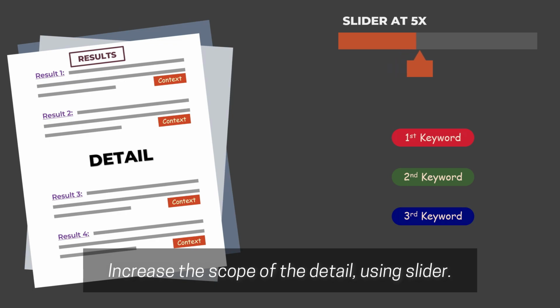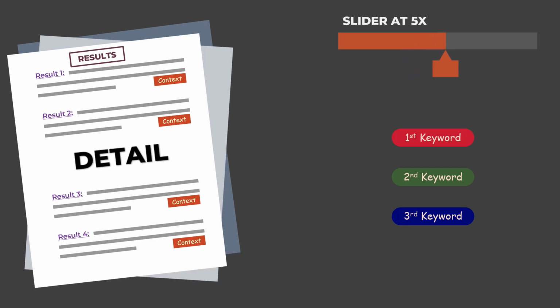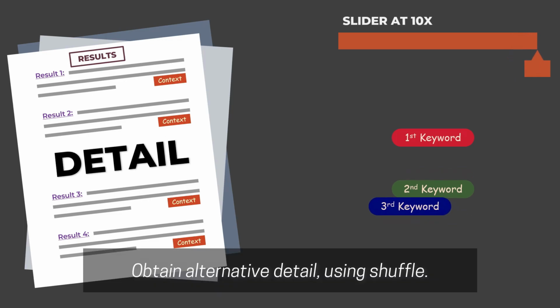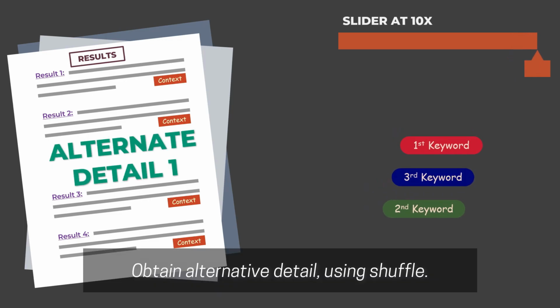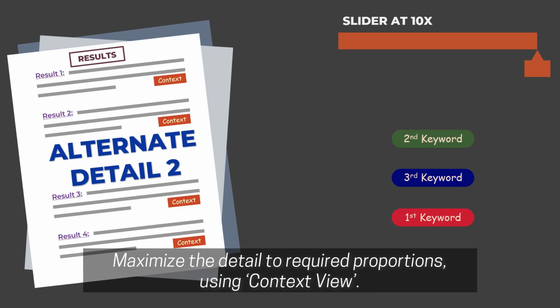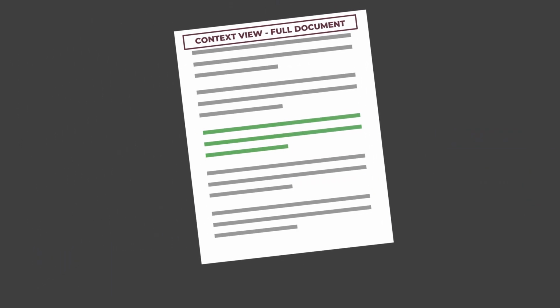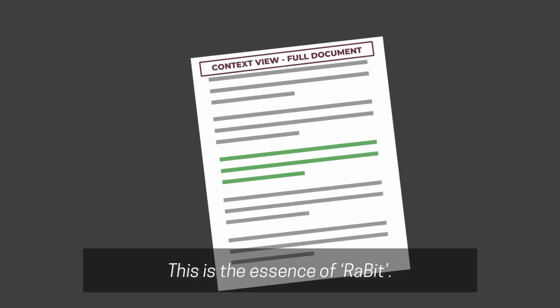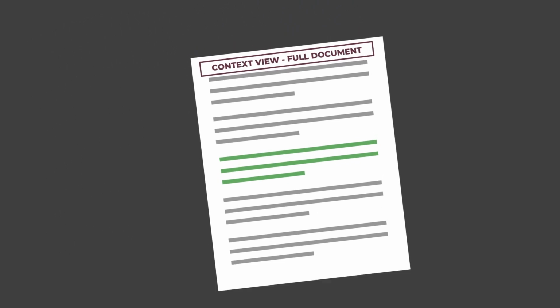Increase the scope of the detail using slider. Obtain alternative detail using shuffle. Maximize the detail to required proportions using context view. This is the essence of RaBit.